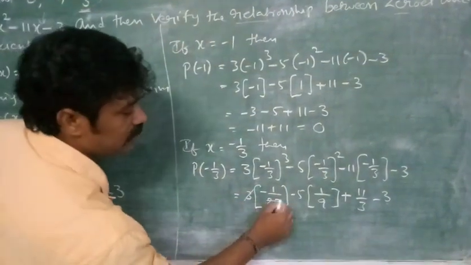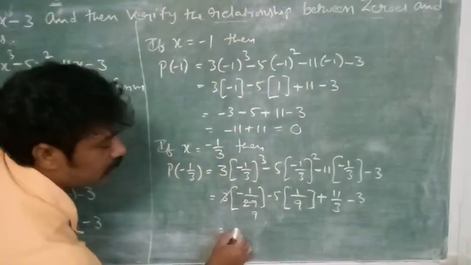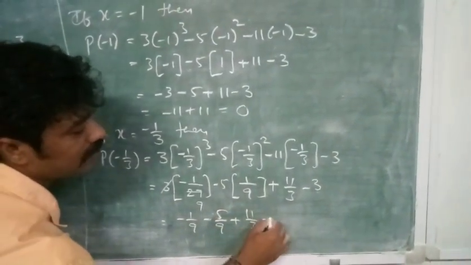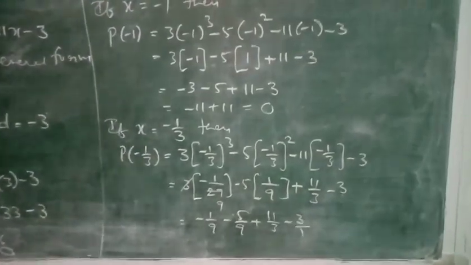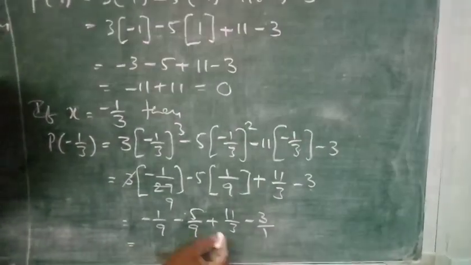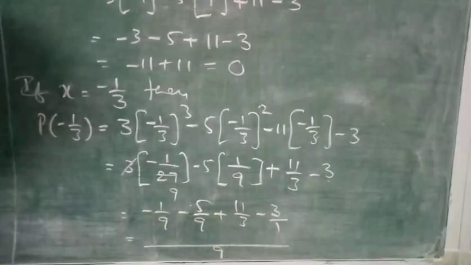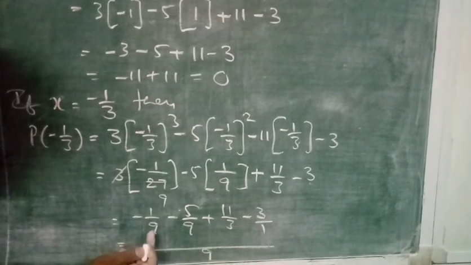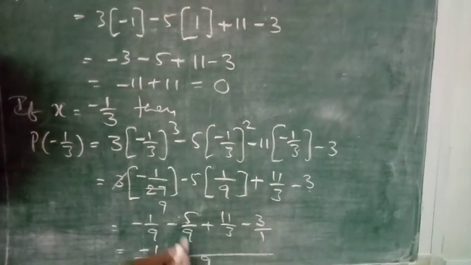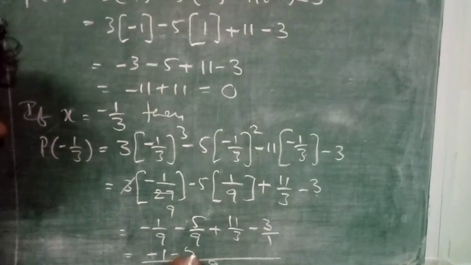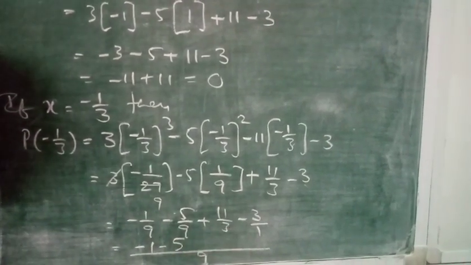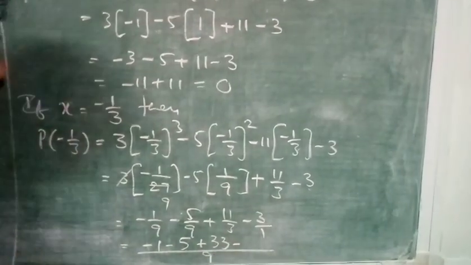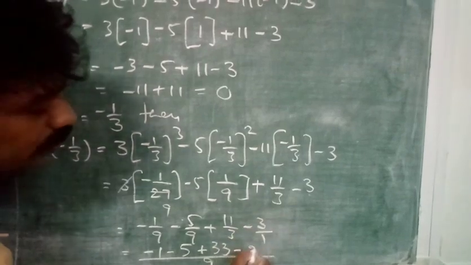Then again 3 ones are 3, 3 nines are 9. Then what do you get? Minus 1 by 9, minus 5 by 9, plus 11 by 3, minus 3. Minus 3 is nothing but we can write it as minus 3 by 1. So if you take 9 as the LCM and multiply it throughout each term, 9 gets cancelled and we get minus 1. Similarly, for the next term we get minus 5. Here 3 3s are 9, 3 11s are 33. Then if you multiply these two, 9 3s are 27.